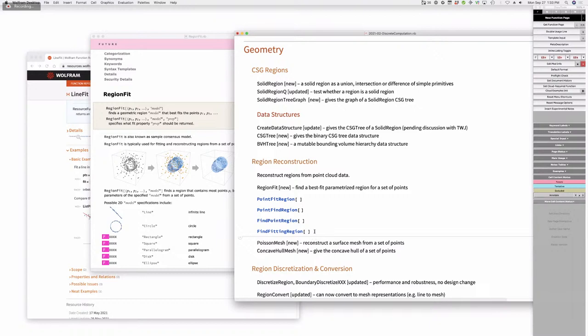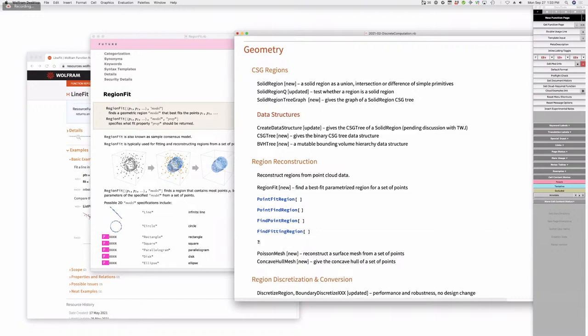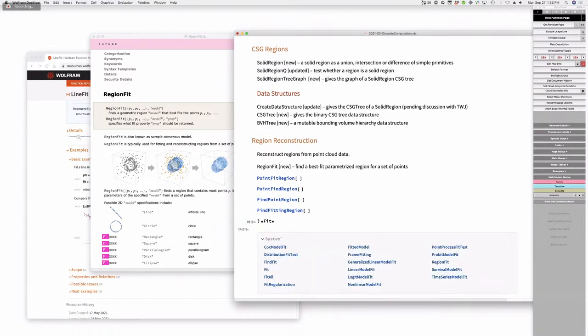But find region fit is more obscure. I mean, region fit would be completely in line with those names that you saw in the function repository, like line fit. Yes, I know, but that's not the same thing. Linear model fit, what does that do? It fits a linear model, so it returns a linear model. Well, I admit that most of these fit functions do return the thing they say. Honestly, I think that region fit probably is the consistent name. It's just that it does sound a little bit strange.